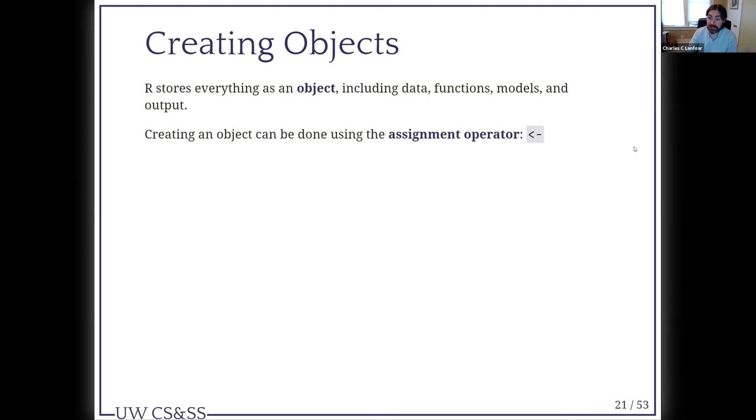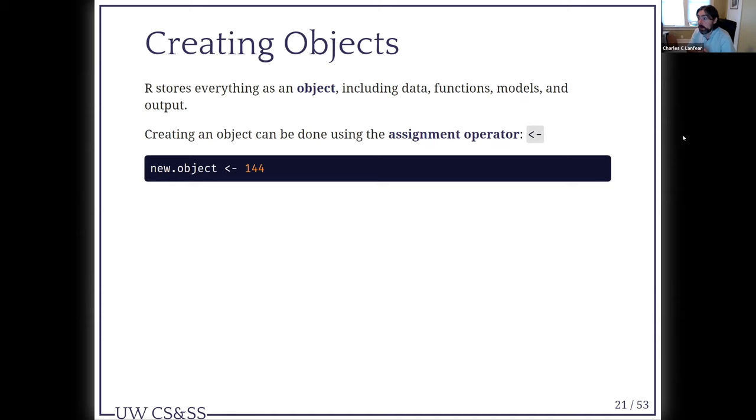Okay. So let's say I want to create a new object. I'm going to call my new object new.object. What I want new.object to contain is the number 144. So I say number 144 is assigned to new.object. You can imagine this is like a little arrow that says this thing on the right side goes inside this thing on the left side. That's all it is. It's taking the thing on the right and putting it in the thing on the left.